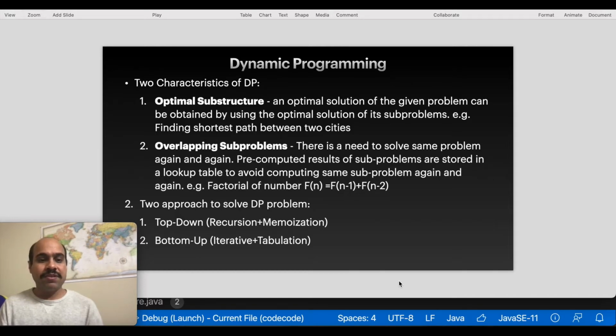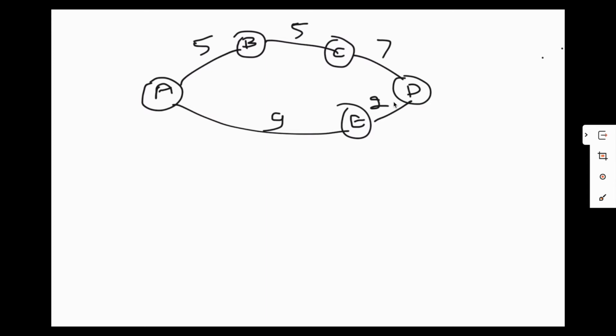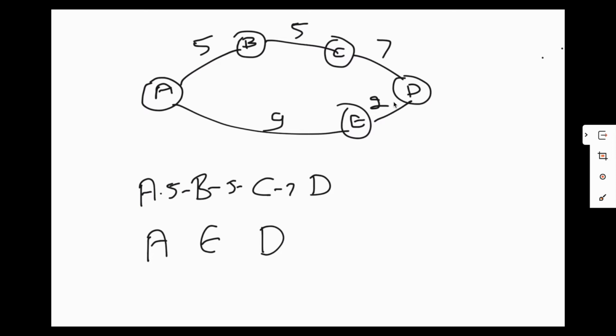Let me give you one example. Here we have a graph, and there are 5 cities connected over here: A, B, C, D, and E. And these are bidirectional paths, so you can go from A to B, and also from B to A. If I want to find the shortest path from A to D, one path is A to B to C to D. Another path is A to E to D. And what is the total cost? From A to B it's 5, B to C it's 5, and C to D it's 7. So it's 5 plus 5 plus 7, that is 17.